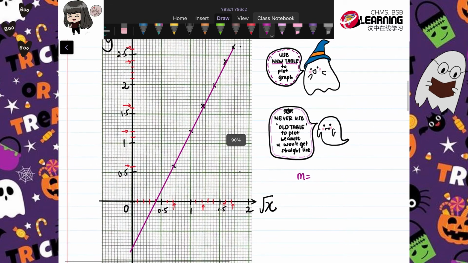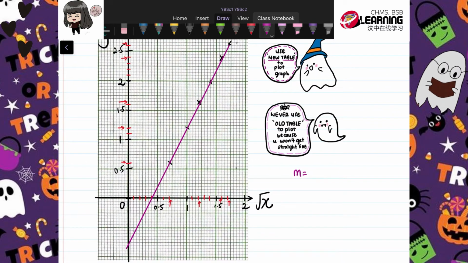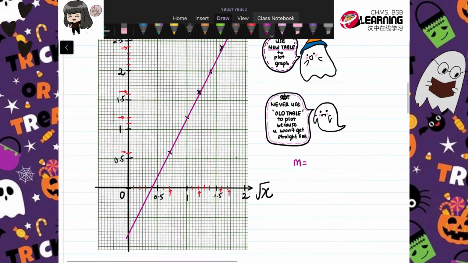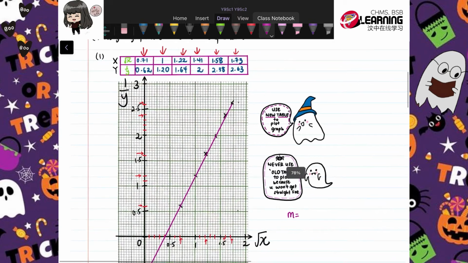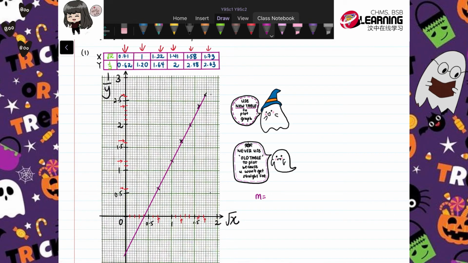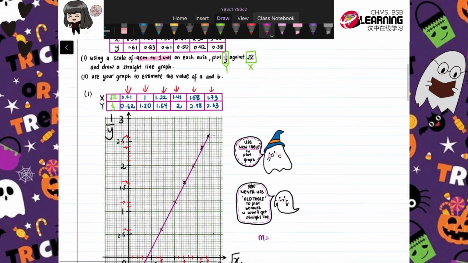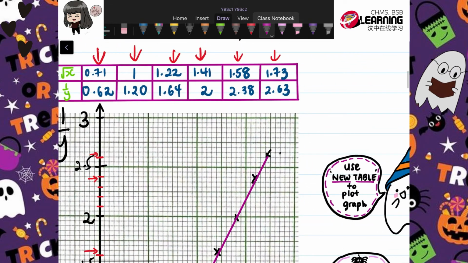The one that you already drew. So you pick 2 points. I will pick any 2 points from here. You just choose any 2 points from here. Let's say I will choose from here, which is easier because you plotted the same thing, right?